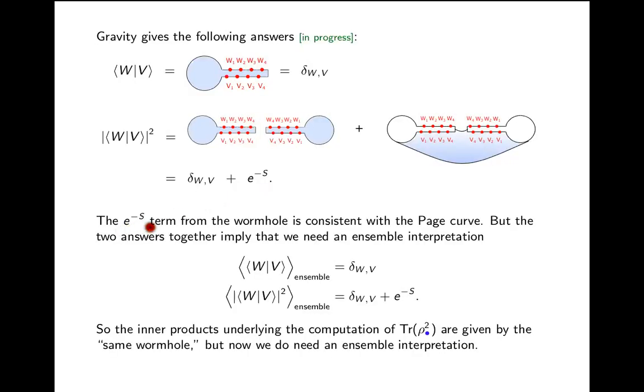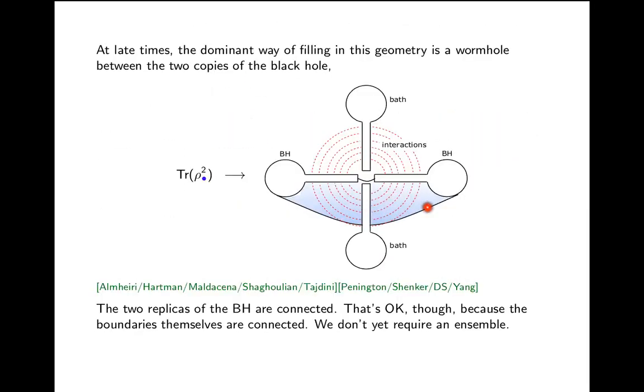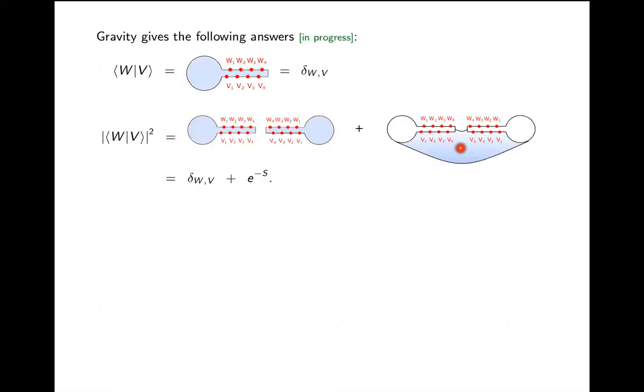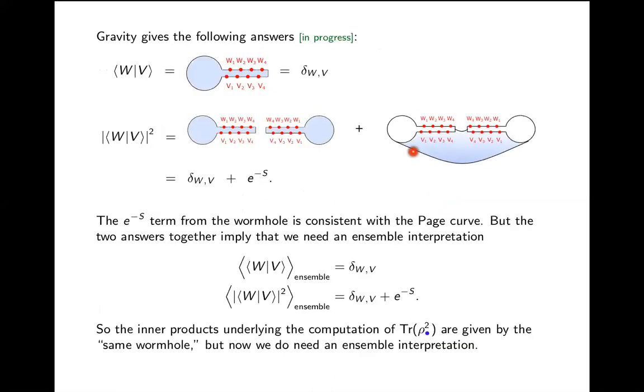So this e to the minus S term that we get here is consistent with the Page curve. This is the difference between Hawking's calculation and Page's calculation, or the Page curve. And this e to the minus S term comes from the same place as the wormhole that gave the Page curve for the Renyi entropy. It's kind of the same wormhole. So it's not surprising that the e to the minus S we get from this wormhole fixes the entropy and gives us the things that are consistent with the Page curve.